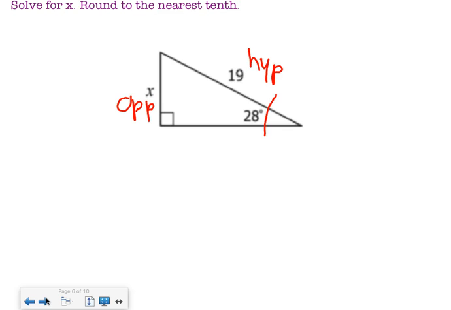Sine, right? So we're going to write sine of our angle. What's our angle? 28 is equal to, now we write the ratio. So I'm going to write opposite over hypotenuse, so x over 19. If I want to get x alone, how do I undo divide by 19?